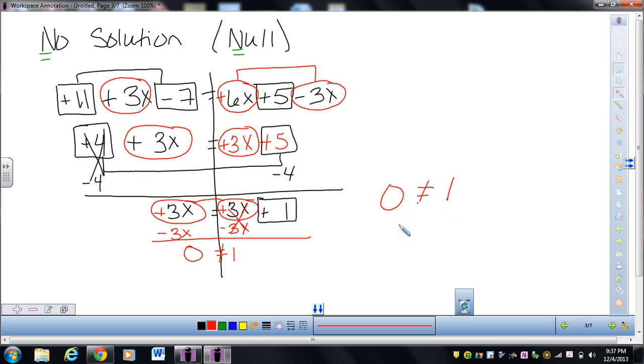Zero never equals 1. If you have $0 in your bank account, that does not mean that you have $1 in your bank account. It means you have 0. So 0 is never going to equal 1. So that means that this problem has no solution. No solution is ever going to work in this problem to solve for x. Okay?